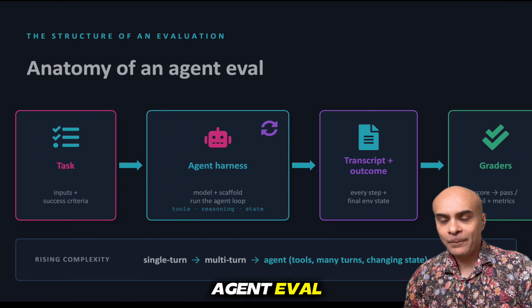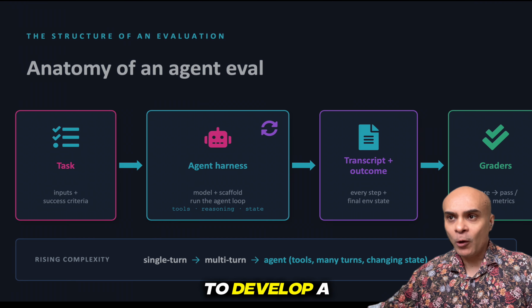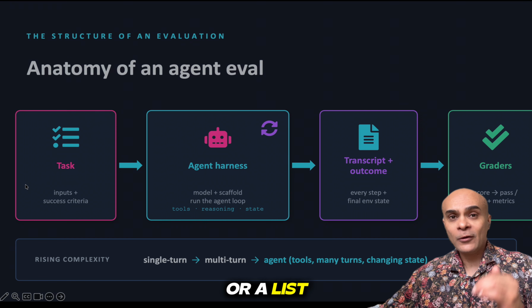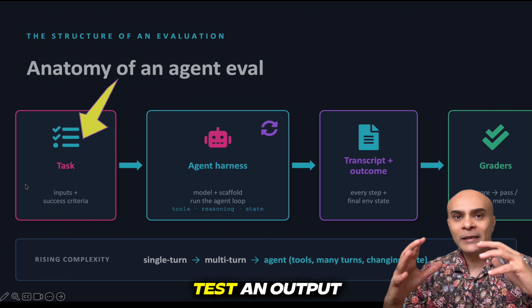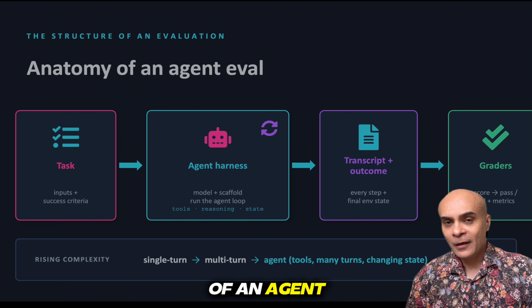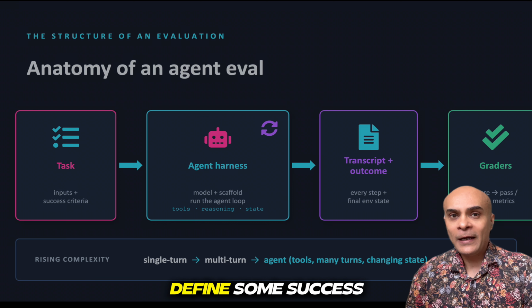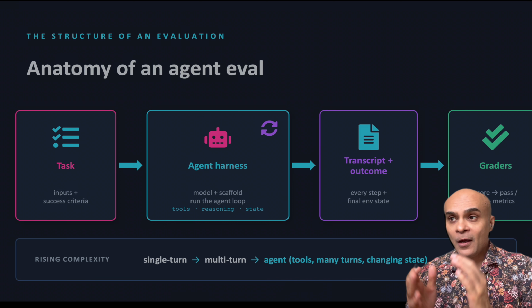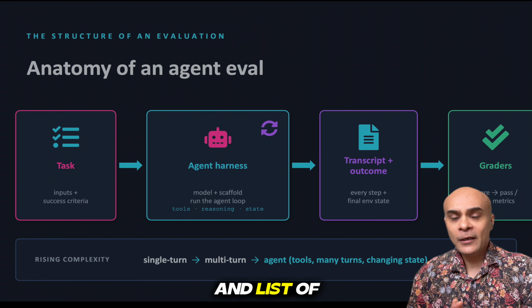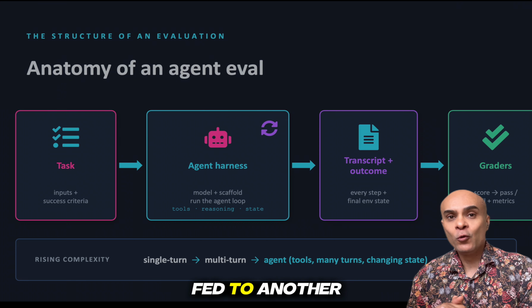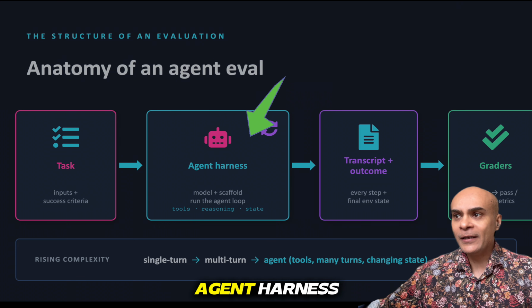So first of all, you need to develop a list of inputs or a list of tasks on how you would like to test an output of an agent. In addition, you also need to define some success criteria. Now, this list of inputs and list of success criteria are fed to another agent, also called the agent harness.